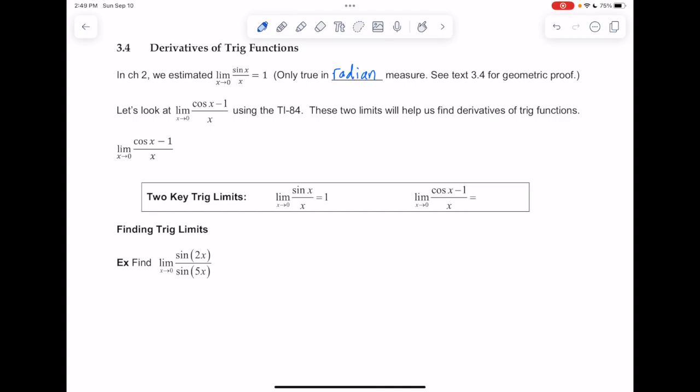And let's go ahead and move on to the other limit that we need in this section. Let's look at the limit as x approaches 0 of cosine of x minus 1 over x. And we're going to do that this time just using the TI-84. The reason we're looking at these two limits, the sine x over x and this cosine x minus 1 over x, is they help us prove the formulas for derivative of sine and cosine. So we want to have a solid foundation for those first two trig functions. Once we have those, we'll be able to easily work out formulas for the rest. So we'll see that coming.